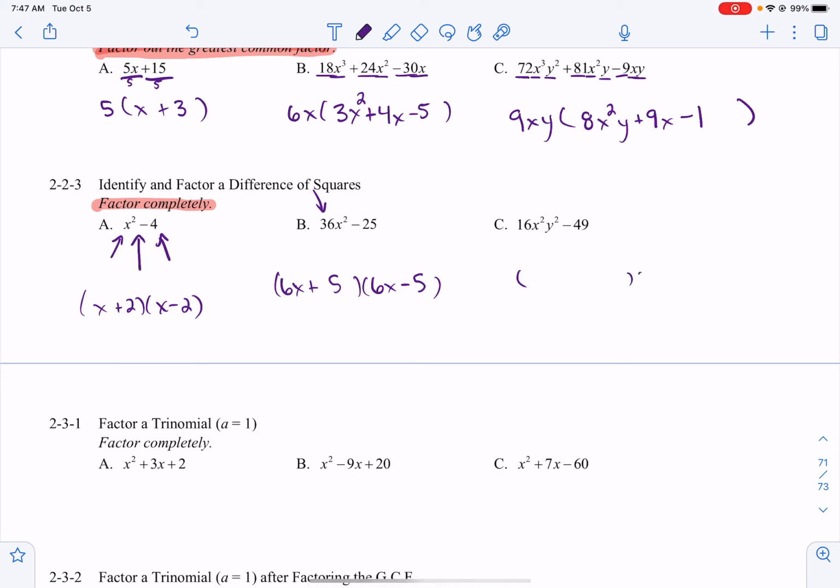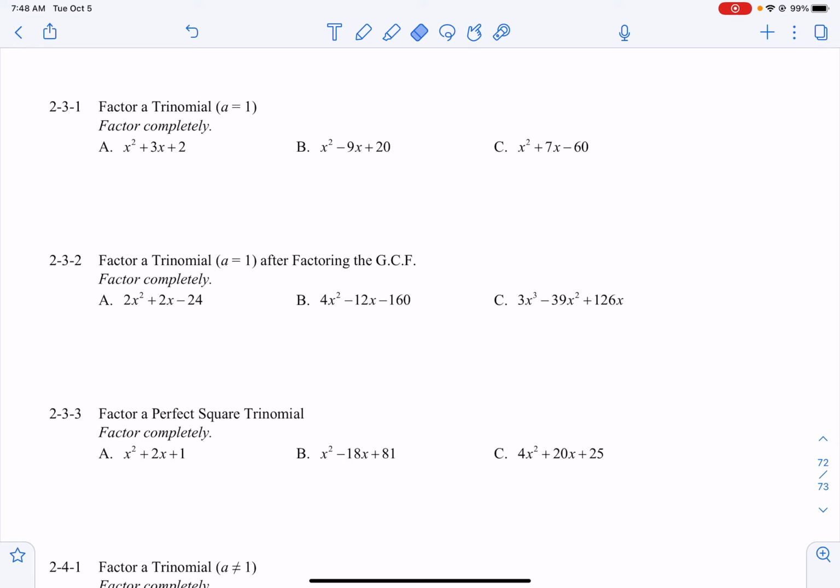So part C, that minus right there is my hint that this might work. 16 is a 4 and a 4. X squared is an x and an x. Y squared is a y and a y. Then a plus and a minus. 49 is a 7 and a 7. Okay. Again, if that had been a plus in the middle, this would not have worked. It only works if it's a minus, and the numbers at the ends have to be those nice squares.